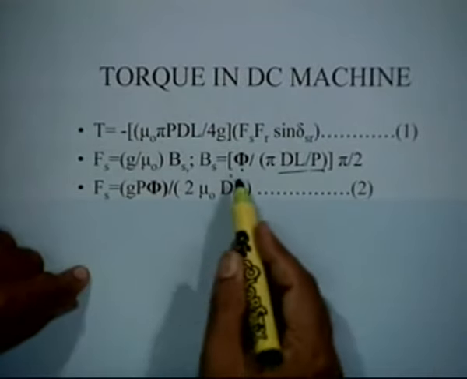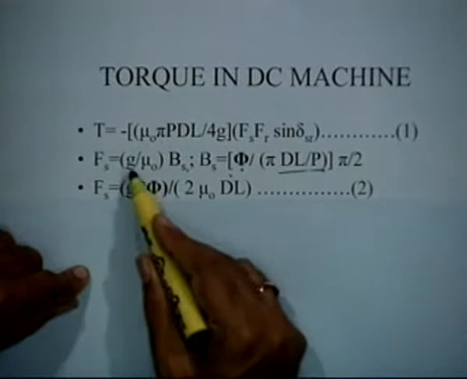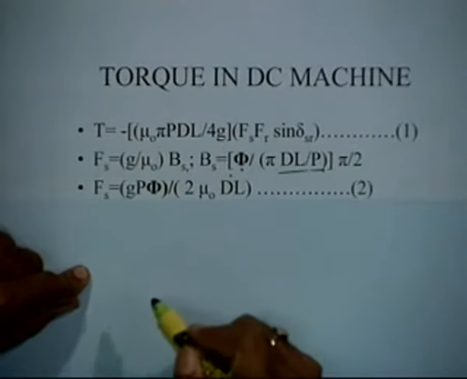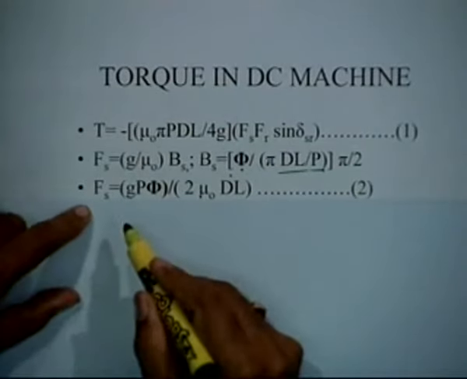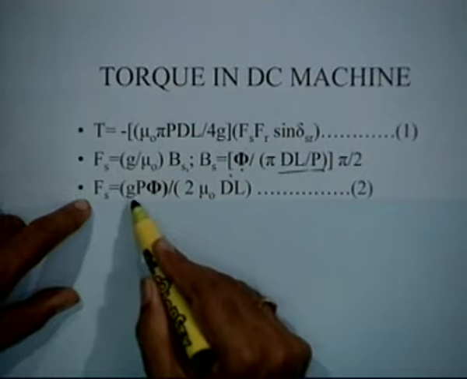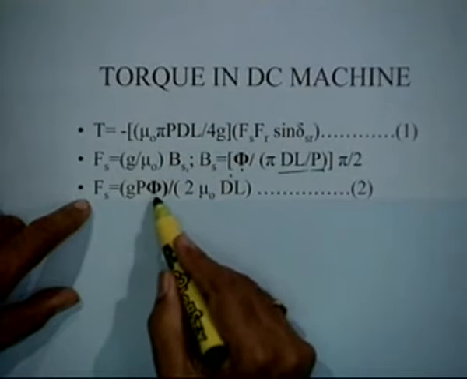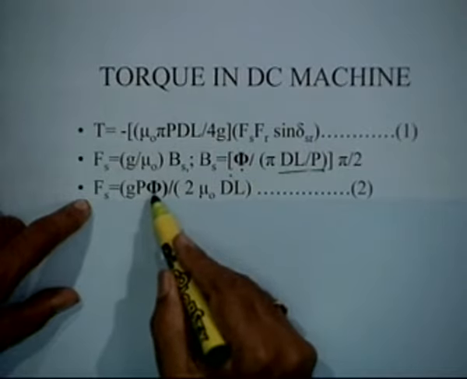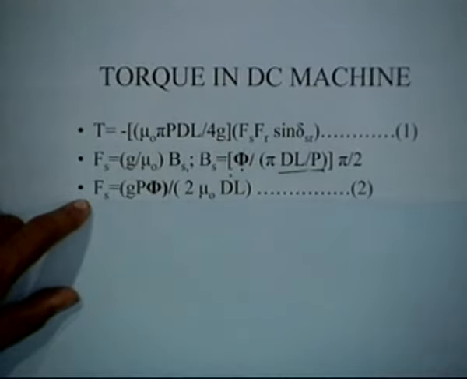Fs simplifies to Gp phi over 2 mu naught dl. Fs, that is the peak of the stator MMF, will be given by Gp phi, where phi is the flux per pole, divided by 2 mu naught dl. You know that this will be directly proportional to flux per pole, right.